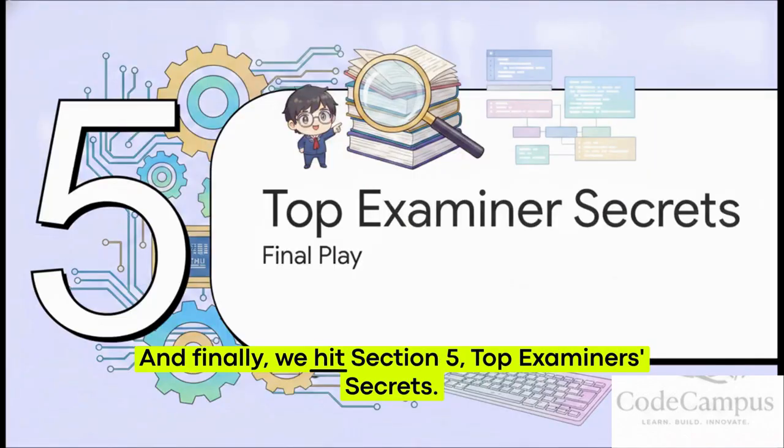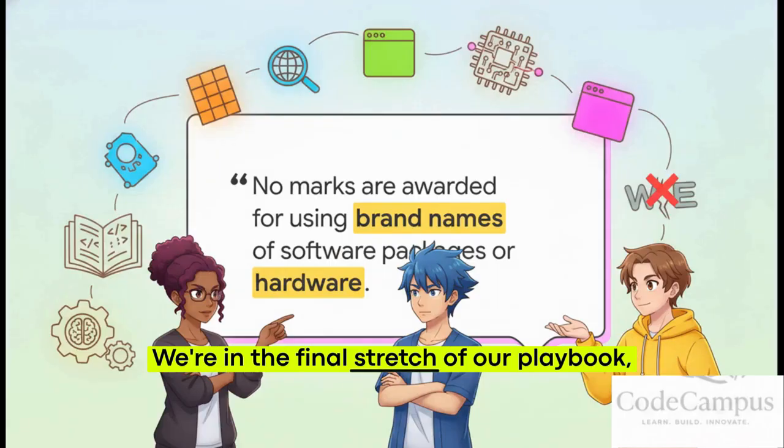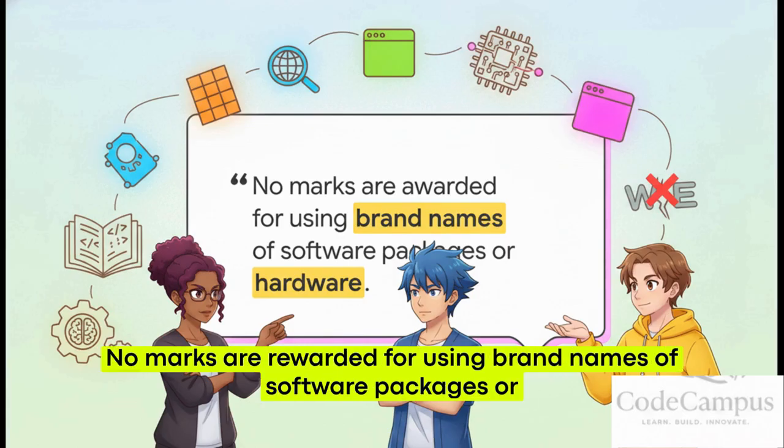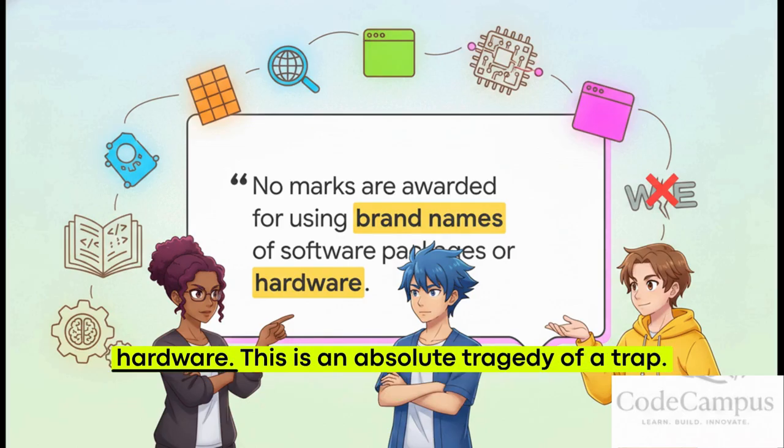And finally, we hit Section 5, Top Examiner's Secrets. We're in the final stretch of our playbook, and I need you to burn this hard and fast rule into your brain. No marks are rewarded for using brand names of software packages or hardware. This is an absolute tragedy of a trap.